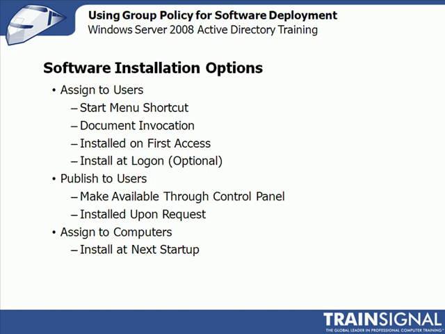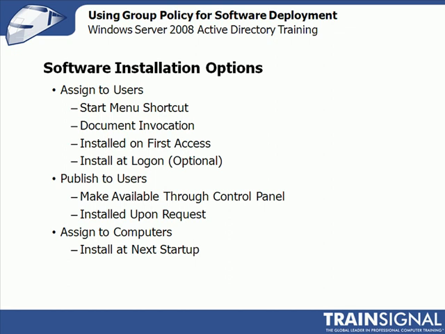The other thing, and I don't have it listed here, is I will tell you that when software is published to users, you also can have document invocation. If it's been published, you again can have the software installed based upon a file extension that's been associated with that software being accessed. But otherwise, when you're publishing it to the users, it is installed only upon request, meaning the user goes out to Control Panel and requests it and says, I want this software.